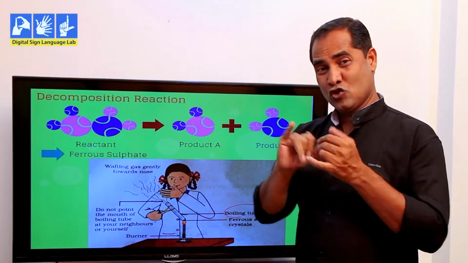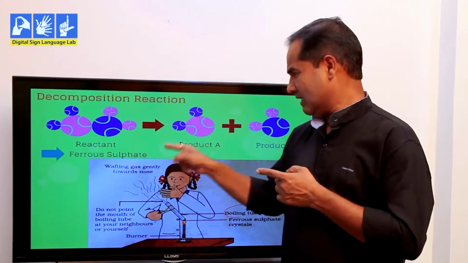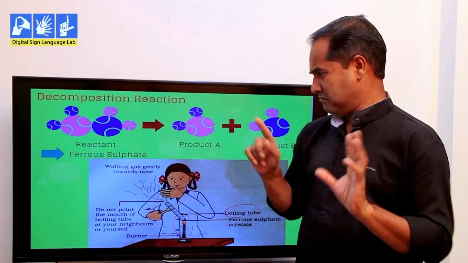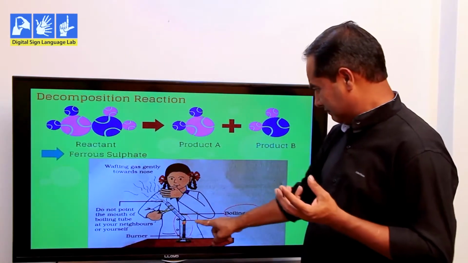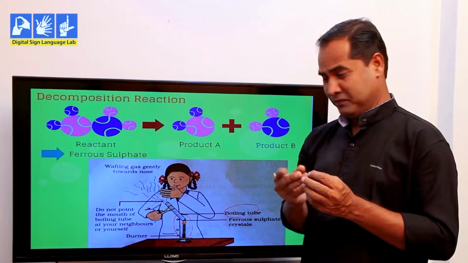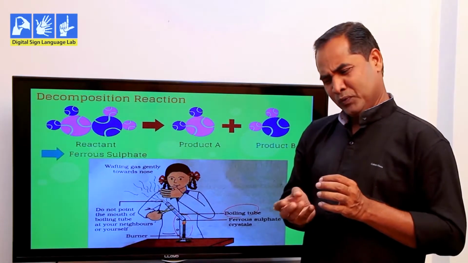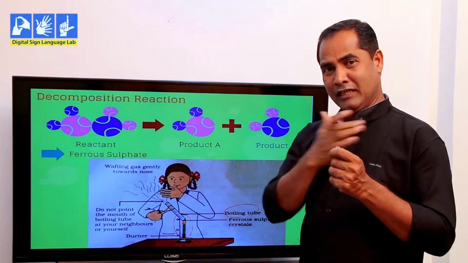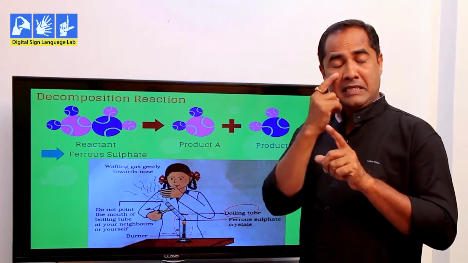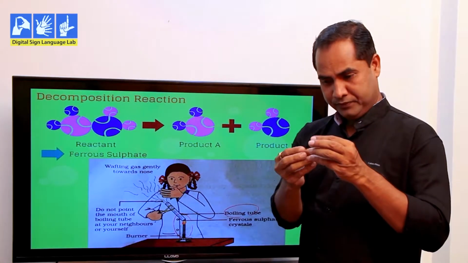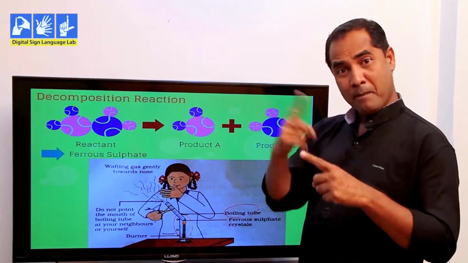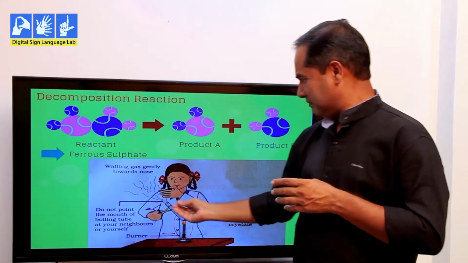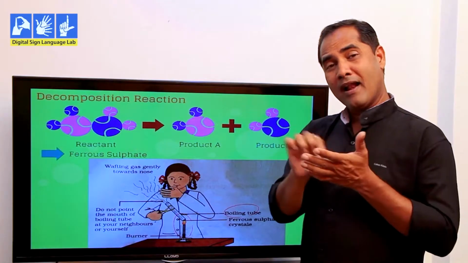As you can see, that's ferrous sulfate. Ferrous is basically iron, so iron sulfate. So you take that in a test tube and you apply heat, and you would notice a color change from green to golden. Also, there is emission of certain gases.